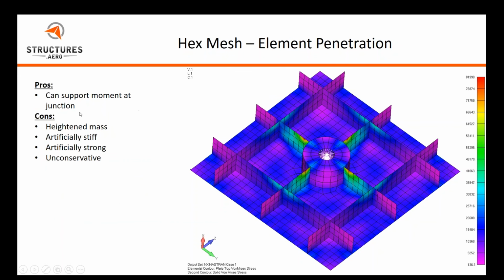Your element penetration solves the moment at the junction, but at the cost of a heightened mass, and artificially stiff, artificially strong, and it's pretty widely unconservative. So at all these locations, you've got double stiffness, double mass, double strength, right? You've got a double material there. So that comes with its own boundaries.